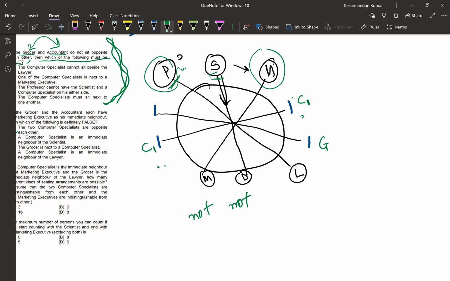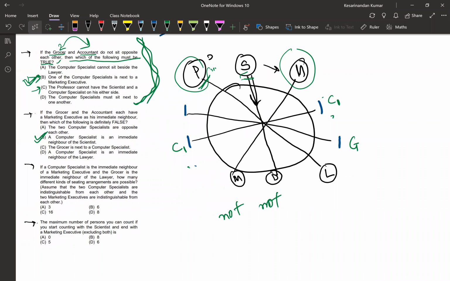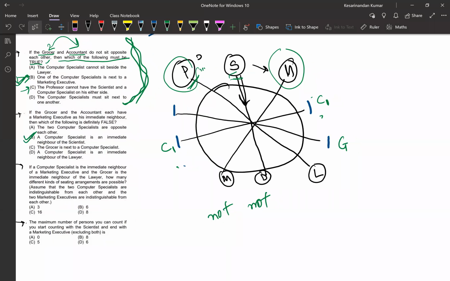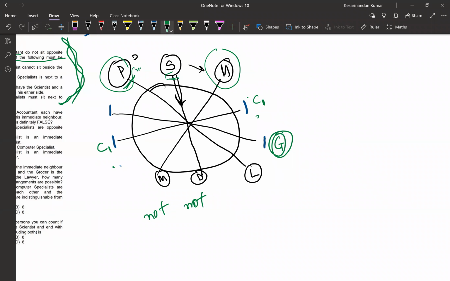How many different cases are possible, guys? This one is easy. See, this is fixed. This is either here or here. One computer specialist has to be present, and the others you can vary. How many different cases are possible?